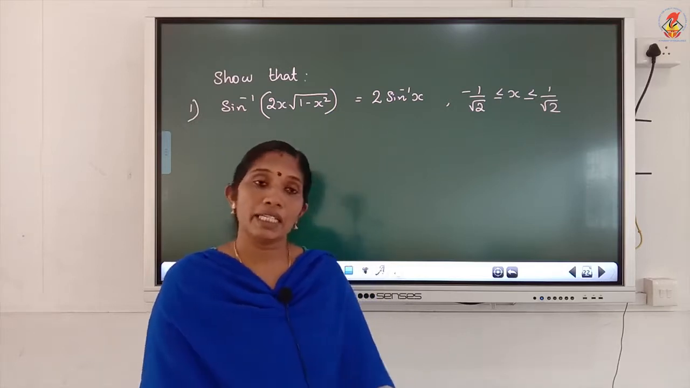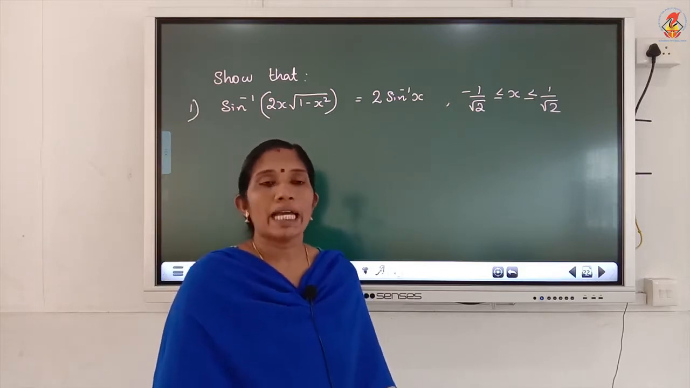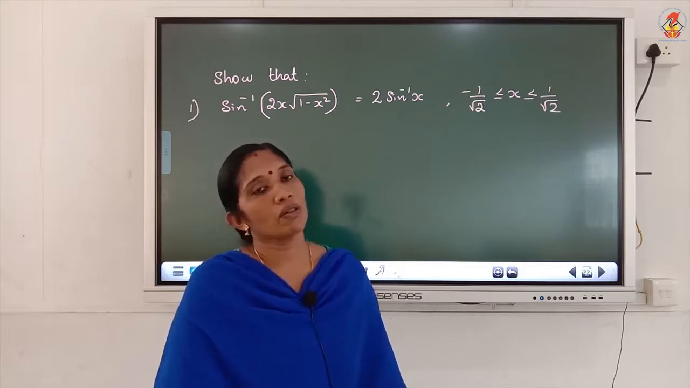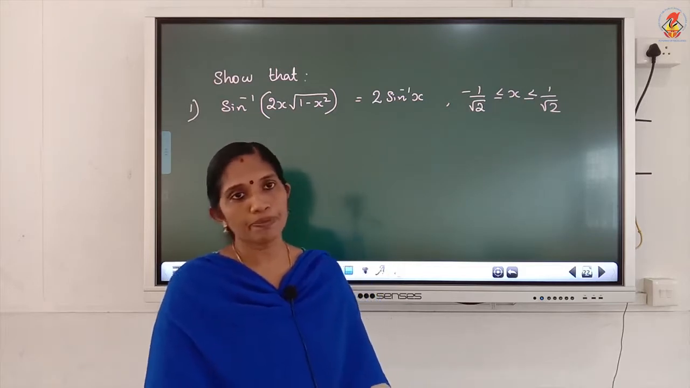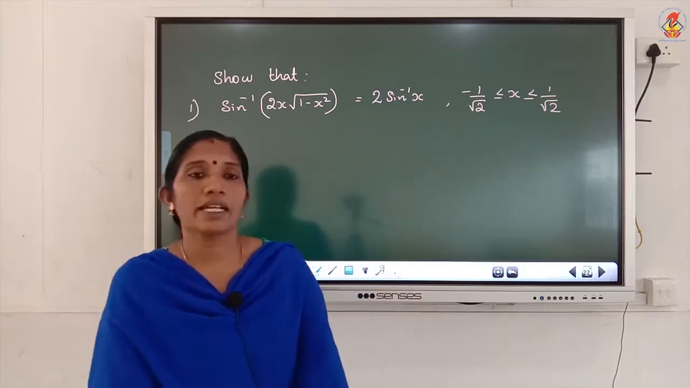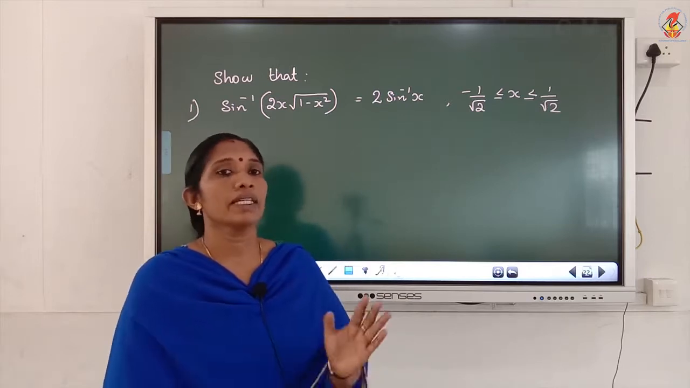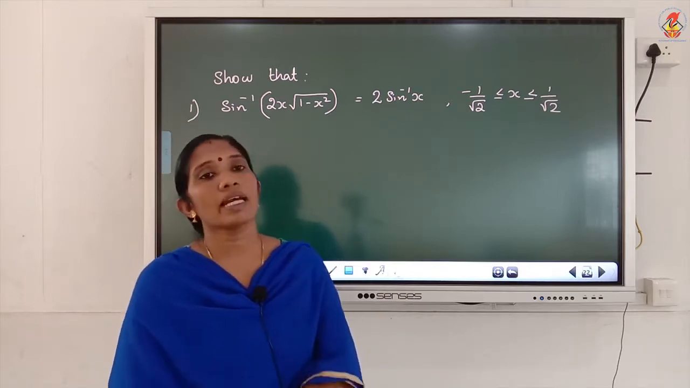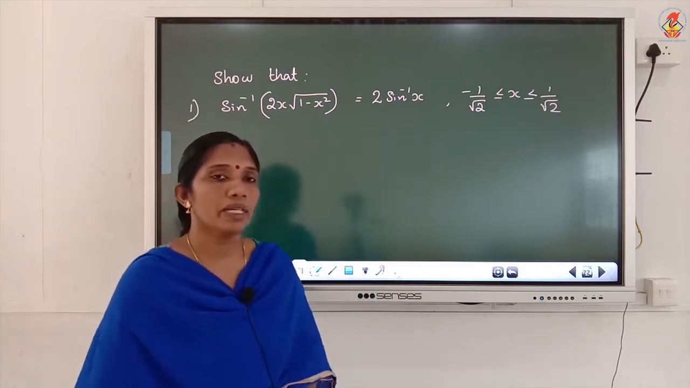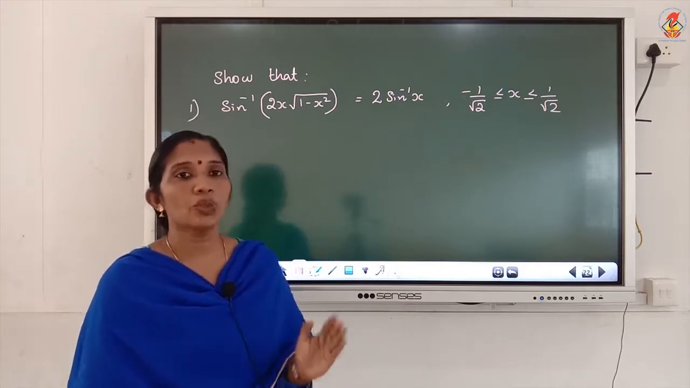Then we have sine inverse x plus cos inverse x is pi by 2, tan inverse x plus cot inverse x is pi by 2, and sec inverse x plus cosec inverse x is pi by 2. After that, tan inverse x plus tan inverse y is tan inverse of x plus y by 1 minus xy. Then tan inverse x minus tan inverse y is tan inverse of x minus y by 1 plus xy. The condition is also important.